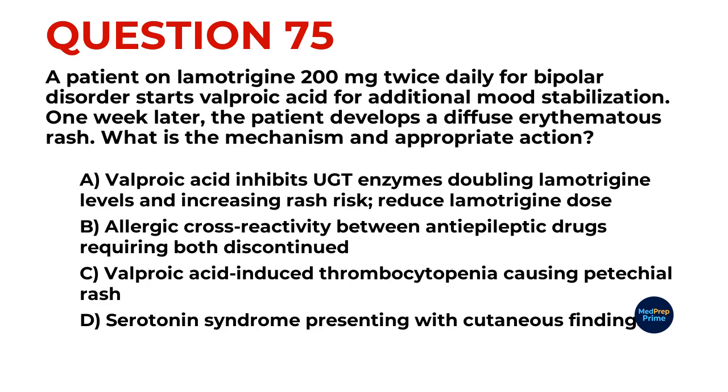Option A. Valproic acid inhibits UGT enzymes, doubling lamotrigine levels and increasing rash risk. Reduce lamotrigine dose. Option B. Allergic cross-reactivity between antiepileptic drugs, requiring both discontinued. Option C. Valproic acid-induced thrombocytopenia, causing petechial rash. Option D. Serotonin syndrome presenting with cutaneous findings.